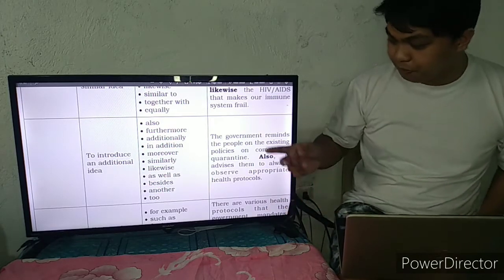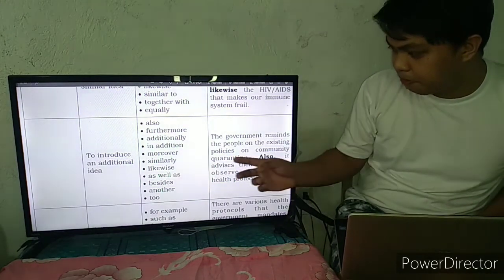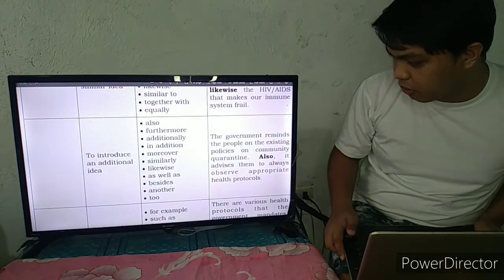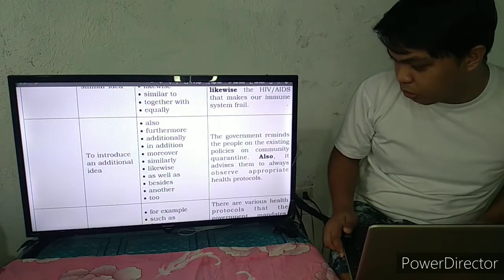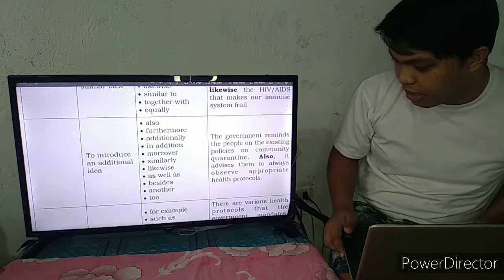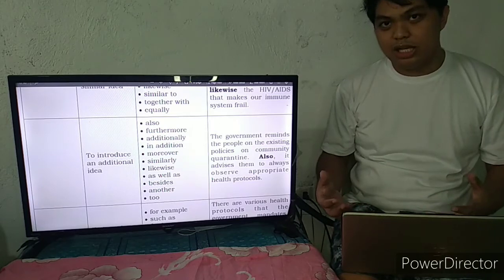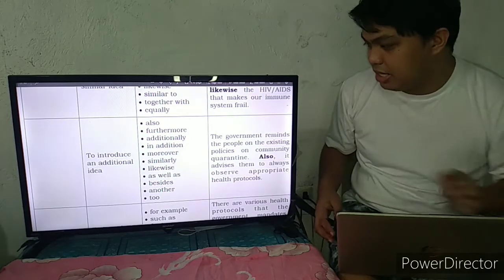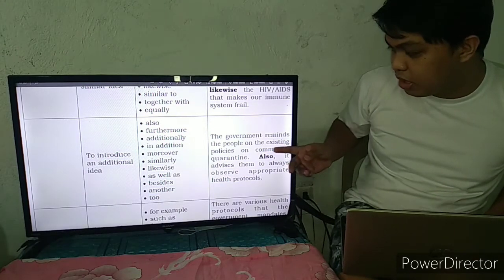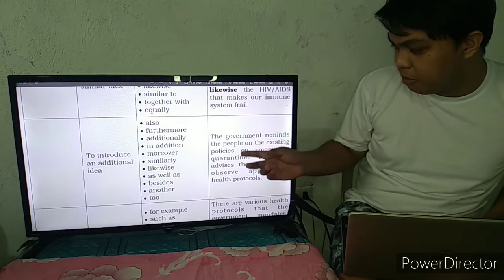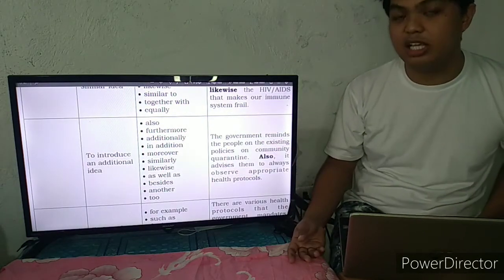For example, the government reminds the people on the existing policies on community quarantine. Also, it advises them to always observe appropriate health protocols. Okay. Introduce an additional idea. So, ano yung unang idea dito sa ating sentence? So, ang idea dito sa ating sentence ay yung the government reminds the people on the existing policies. Okay, existing policies on community quarantine.